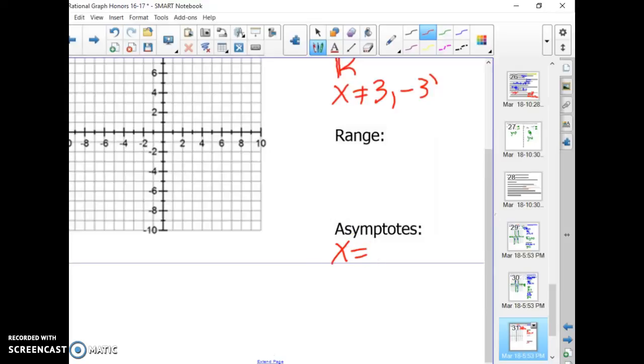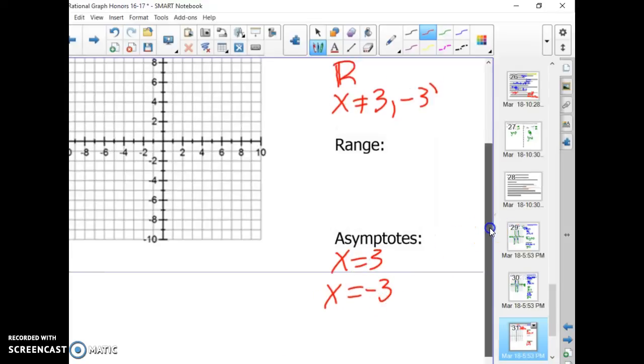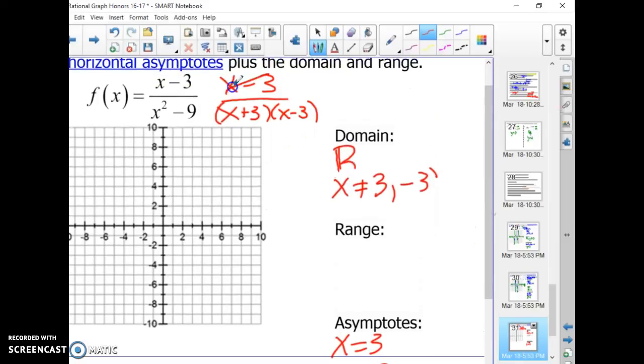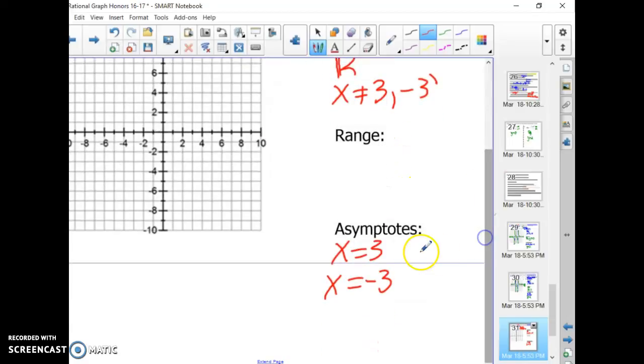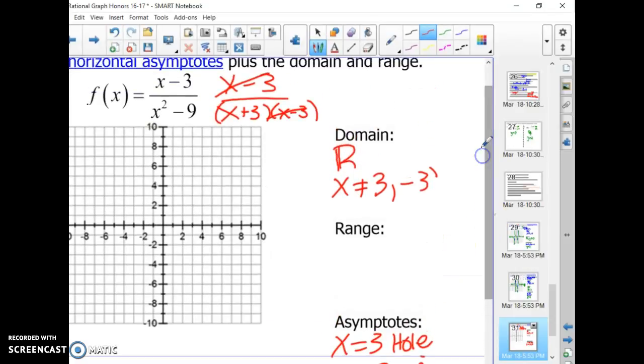I know I'm going to have something with a 3, and I know I'm going to have something with a negative 3. So let's look at stuff. This x minus 3 will cancel out. So I know that x minus 3, which is x equal to 3, I should have a hole there, right? That's going to be my hole. And then x equal to negative 3 should be my vertical asymptote. So I'm just going to write hole here, so I know that's a hole, and then I have a vertical asymptote.